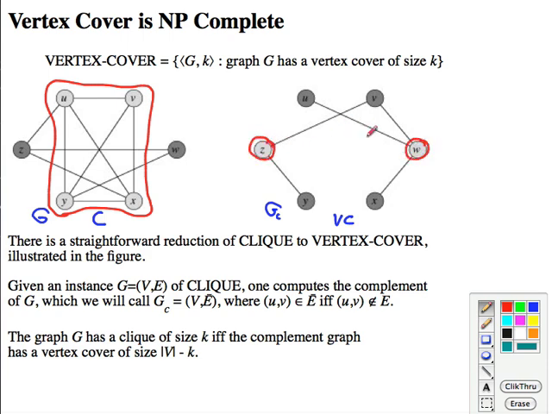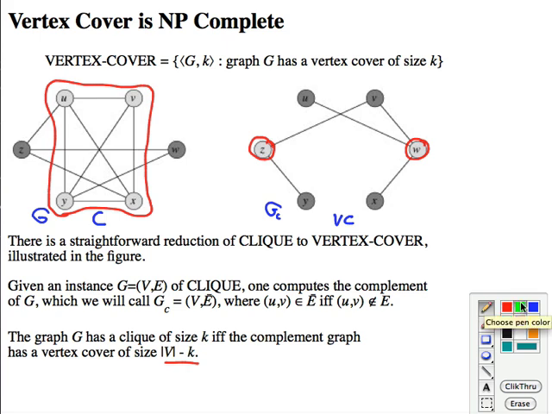Because if both of the vertices were in the clique, that edge wouldn't be there, because this is the complement graph. All the edges in here are not in here. So that way we know that we can make a vertex cover of size d minus k. Now notice that there's no claim that this is a minimal vertex cover. It's just saying it is a vertex cover. There may be other cliques in there as well.